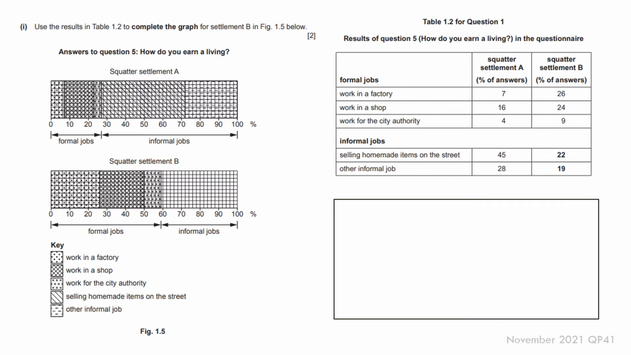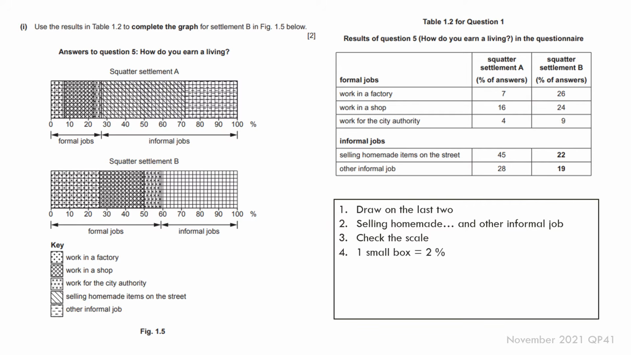So this is an example of when you have a divided bar graph that is done by percentages. But for this one, we have to draw on the last 2, so selling homemade and other informal job. So I'm going to check the scale. Remember, 1 small box equals 2% according to my scale on the graph. It's cumulative. So what I'm going to do is 26 plus 24 plus 9 is 59%. Okay, so that's for the first bit. That takes us up to the formal sector.